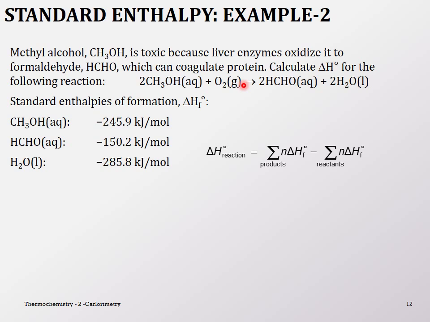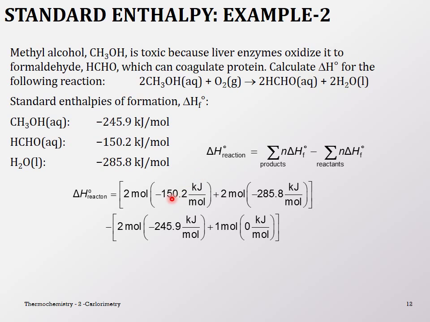And the reason oxygen is missing from here is because oxygen is going to be 0. It is in its elemental state. And so oxygen is missing, no problem, no need to panic. So here we are. This is our equation that we're going to use with the products minus the reactants. The product is formaldehyde and water, and our reactant is methanol. All of these are 2 moles. So our setup is like this.